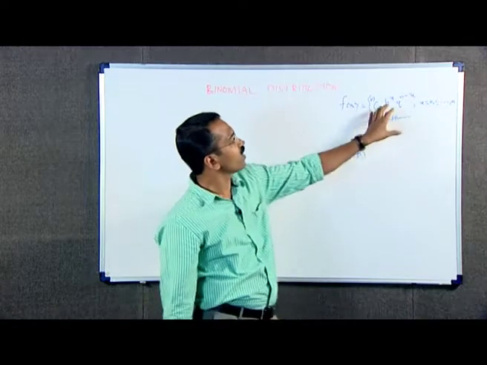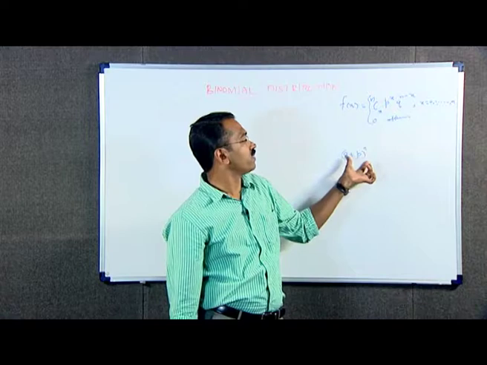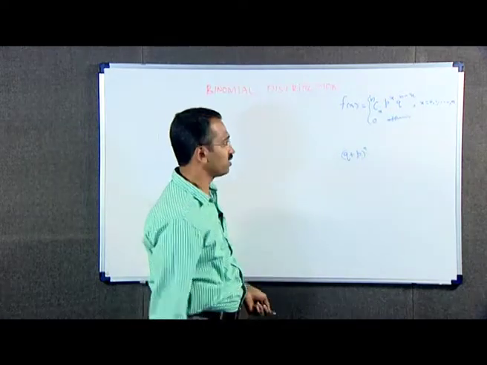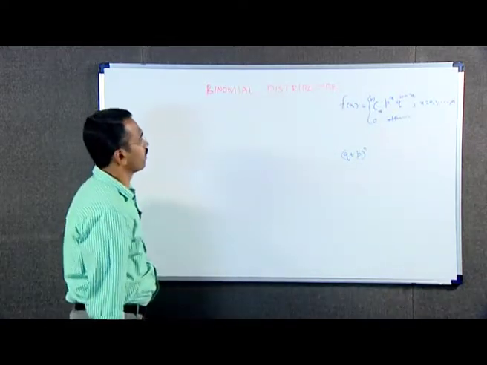Therefore, this function is named as binomial distribution. That is, the terms are in the binomial expansion of q plus p all raised to n. That is why this is called binomial distribution.